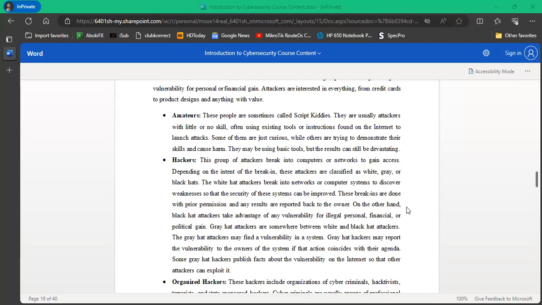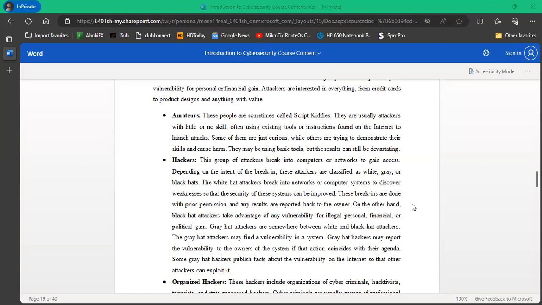Amateurs are sometimes called script kiddies. They are usually attackers who have no skill, often using existing tools or infrastructure found on the internet to attack. This kid will just go to the internet, search for any code related to whatever they want to do, then test run it. And some of these things are very injurious. While others are trying to demonstrate their skills, and they may be using basic tools, but the result can still be devastating.